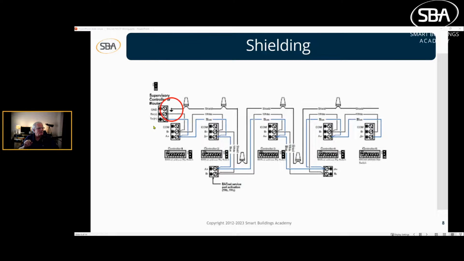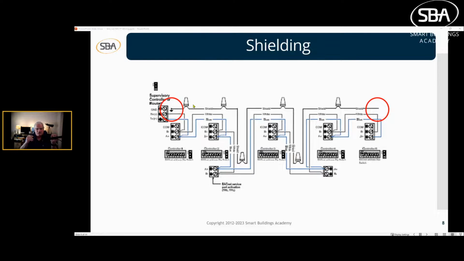Shielding. I want to show you something. See right there where that red circle appeared? That's earth-grounded shielding. It's grounded on one end only. It is not grounded on the other end. Do not ground the other end. You ground one end or the other end, but not both ends. The preferred method is grounded at the supervisory panel where it begins. If you ground both ends, you've made an antenna.